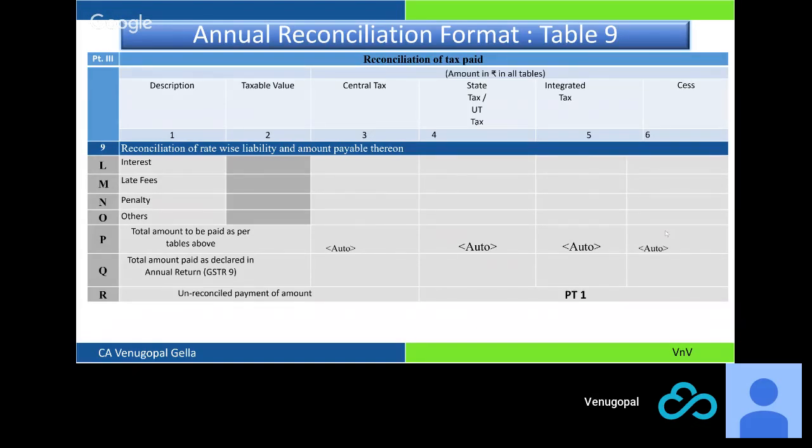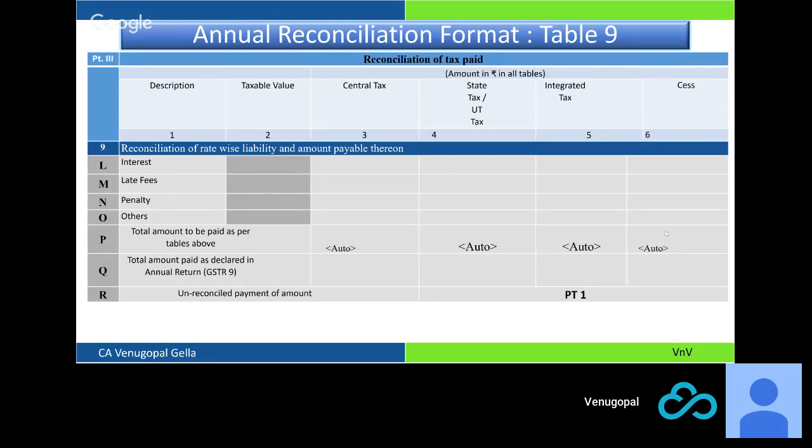In GSTR 9, table number 9, there is a tax payable the SSC is disclosing. Along with the tax payable is also disclosed in table 10 upward and table 11 downward. So the GST auditor is now going to derive what is the tax liability as per the GST auditor compared with table 9Q, which is listed in GSTR 9.